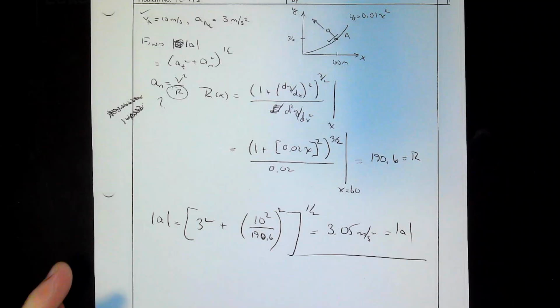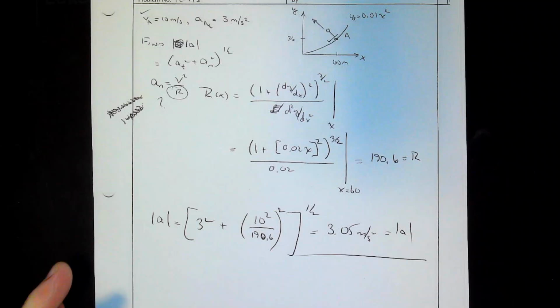All right, so y equals 0.01x squared. So let's apply this equation. 1 plus the derivative of y with respect to x squared. The derivative of y with respect to x would be 0.02x. Take the derivative, you get 2x to the first, so times 0.01. So bracket 0.02x quantity squared. All right. Outside bracket to the 3/2. Now, here's dy dx. I need the second derivative. Second derivative of this would be 0.02.